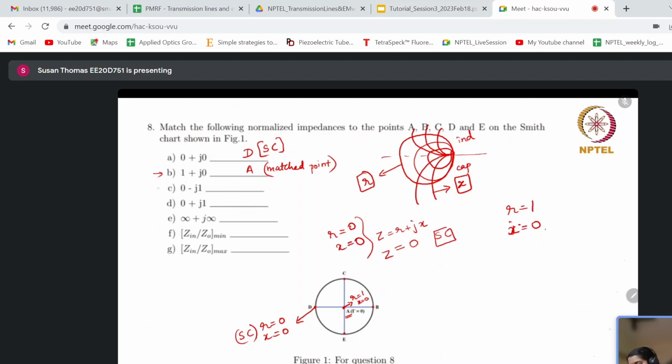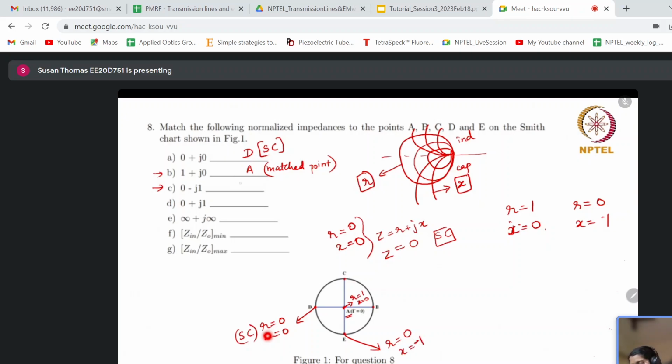Now going on to C. What is C? 0 minus j1. So that means r is 0, x is minus 1. This is the point. X is minus 1, so the lower half of the Smith chart represents minus x, that is the capacitive reactance. So this is r is 0, x is minus 1.